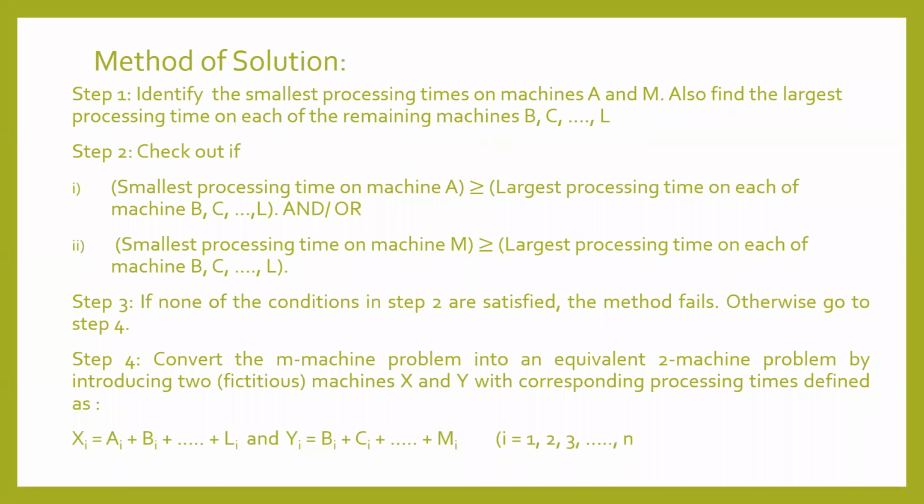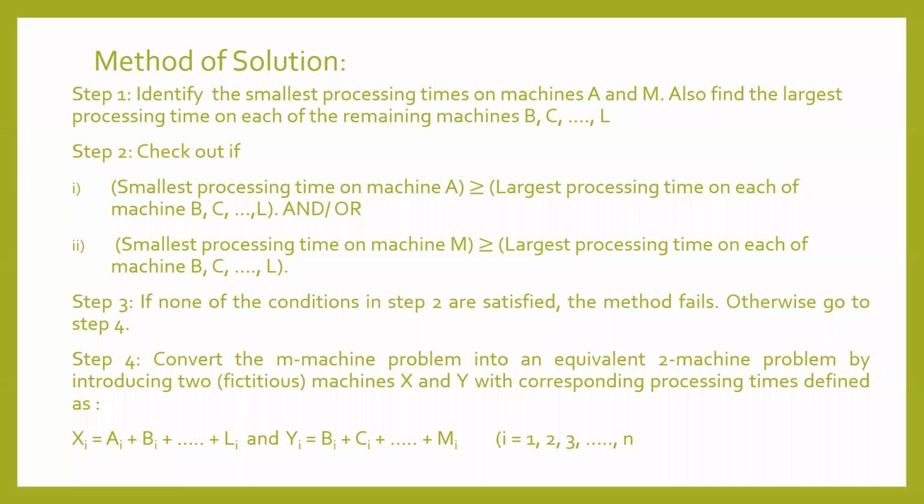Your Xi will be ai plus bi up to li. So the sum of the processing times of all the machines from A to M minus 1, that is, leaving the last one, gives the processing time for Xi, where the value of i moves from 1 to m. Whereas for Y, leaving the first machine, for the second fictitious machine, I add the processing times from B up to M. Clear?